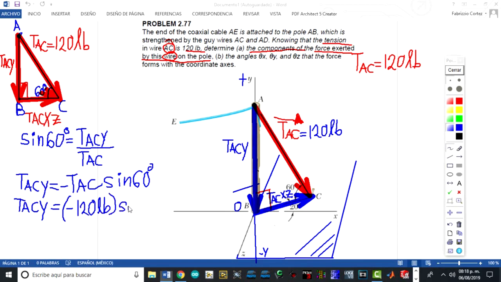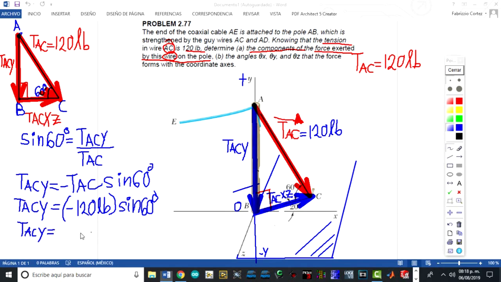Sine of 60 degrees. So we take the calculator. I'm going to use the calculator to calculate that component. That operation will be minus 120 pounds times sine of 60 degrees.